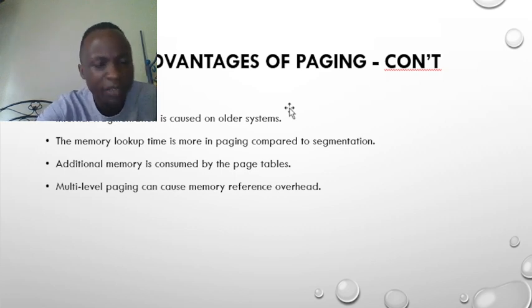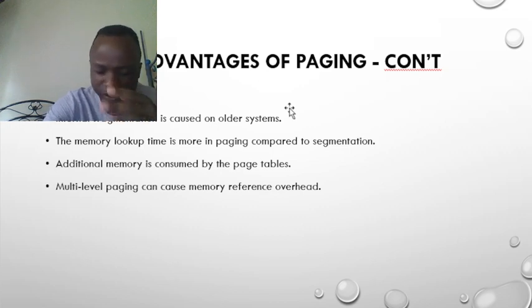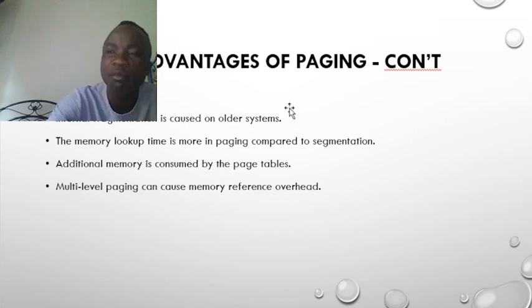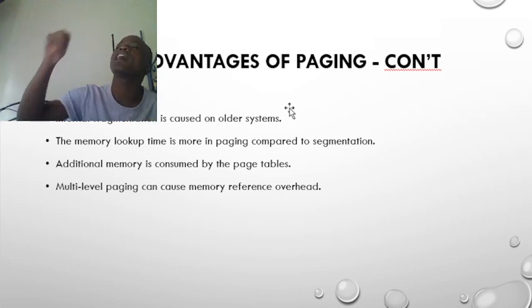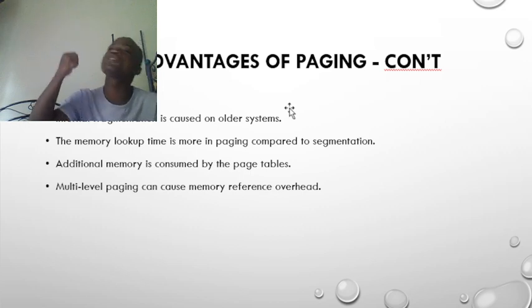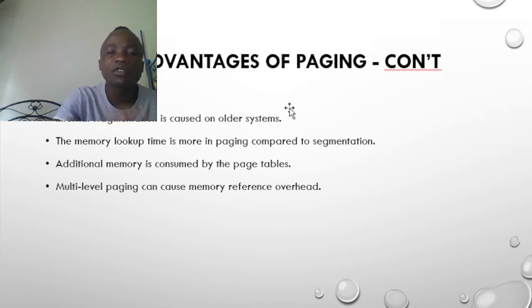Remember, in real-time processing we require very fast computations, and paging cannot meet those requirements. Additional memory is consumed by page tables. Remember, you have to store the address. The page tables require the physical addresses of these frames. Multi-level paging can cause memory reference overhead.